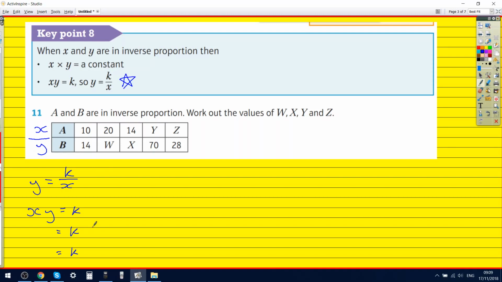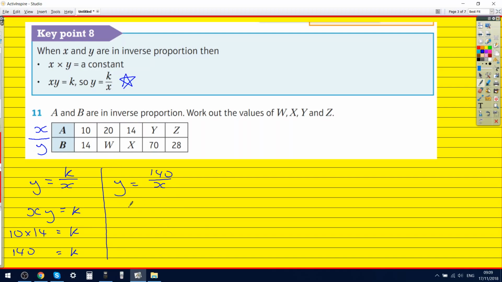What is x? What is y? What is it, 10 or 14? So x is 10, y is 14, and if you multiply the two, you get k. So 140. And so these are inversely proportional. So we know y equals k over x. We know k is 140, and so y is equal to 140 over x. And then you can go from there.